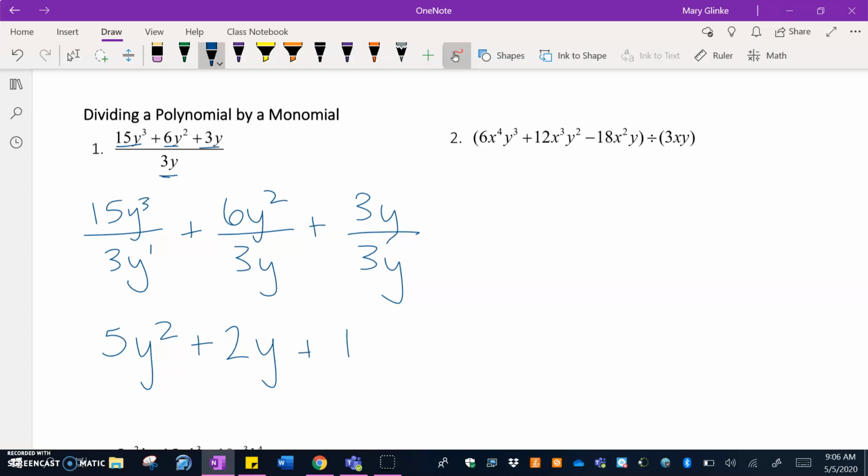The temptation here is to say that, hey, these cancel each other out and they're gone. The problem is you can't just say they're gone because 3 divided by 3 is not 0. 3 divided by 3 is 1. So this would be our final answer then.